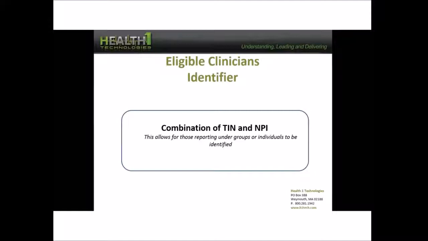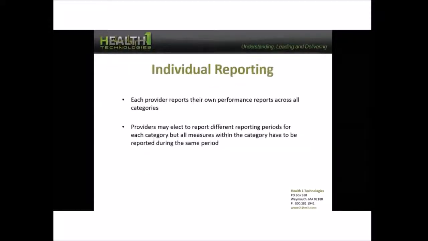So each MIPS eligible clinician is basically a number that is a TIN and NPI. So if that provider has 3 TINs that they work under, they're going to have to report 3 different times, and their adjustments will be different based on the TIN that they're located at. So if they perform better at one TIN versus another, they could see a different adjustment in that organization.